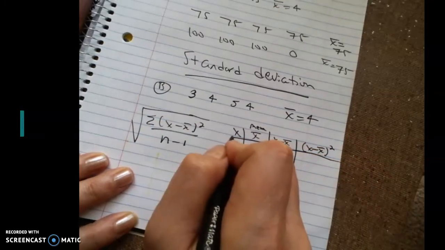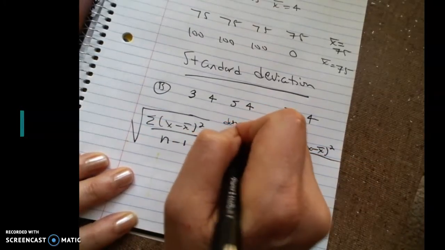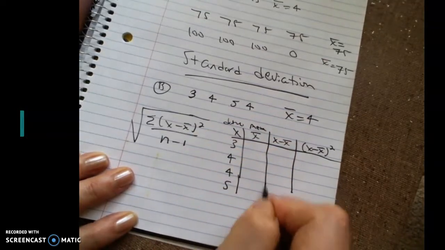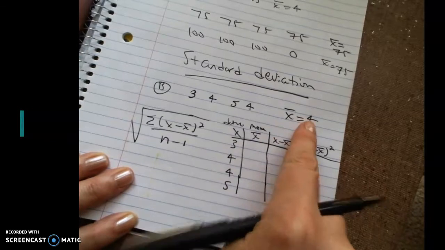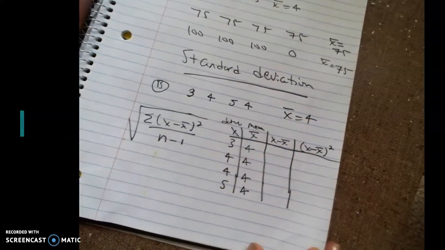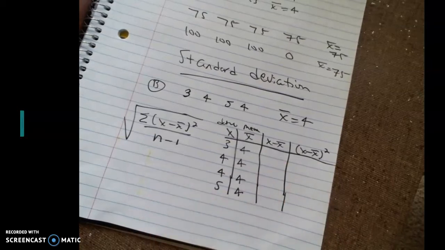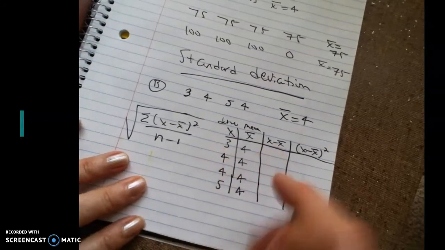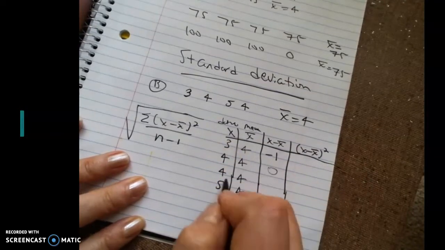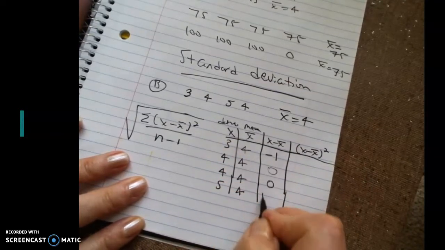All right, so X is our data. This is our data, so I'm going to write it down. We have a 3, 4, 4, and a 5. Our mean is the same for all of these. The average is 4, 4, 4, 4. Okay, now some of these are above average, some are below. So we subtract in order. So 3 minus 4, a negative 1 means that's below average. 4 minus 4 is 0. 4 minus 4 is 0. 5 minus 4 is a positive 1.